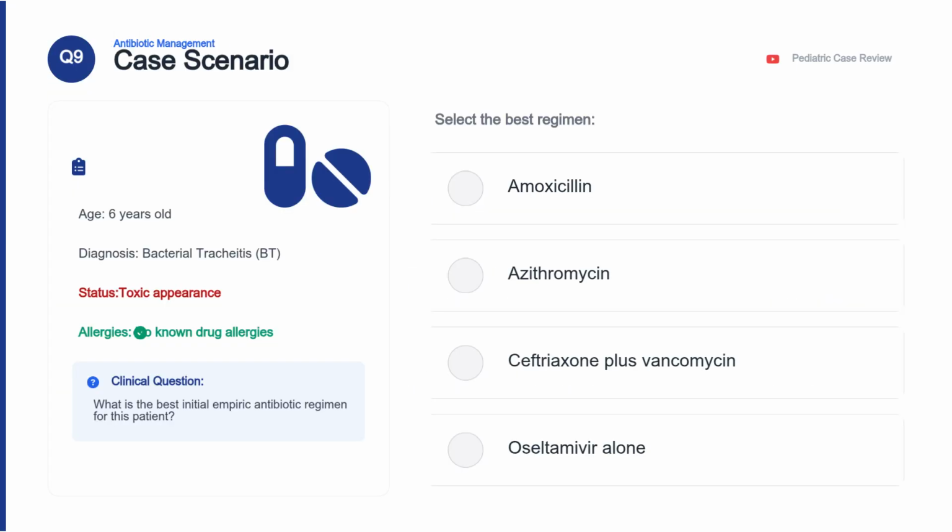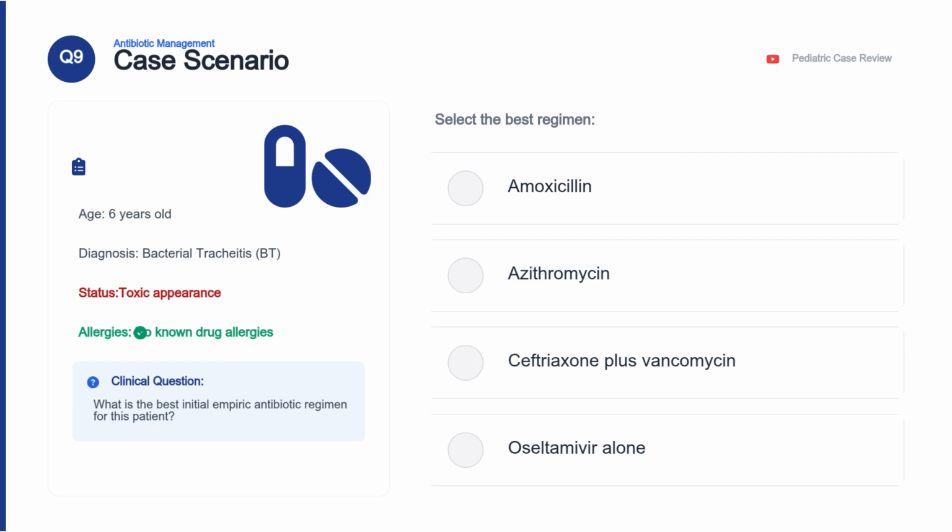Question 9 focuses on antibiotic management. A 6-year-old child is diagnosed with bacterial tracheitis in the emergency department. The child appears toxic, has high fever, stridor, and requires admission to the pediatric intensive care unit. The patient has no known drug allergies and normal renal function. Tracheal cultures have been obtained, but results are pending. What is the most appropriate empiric antibiotic regimen for this patient?